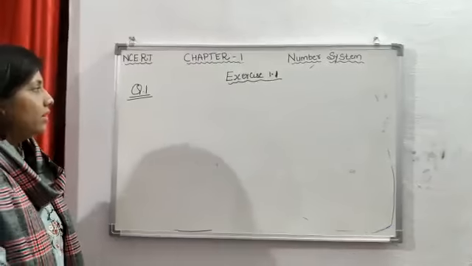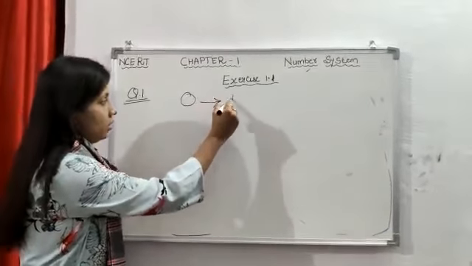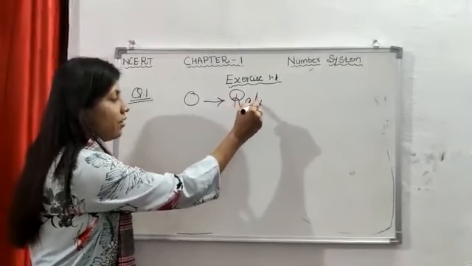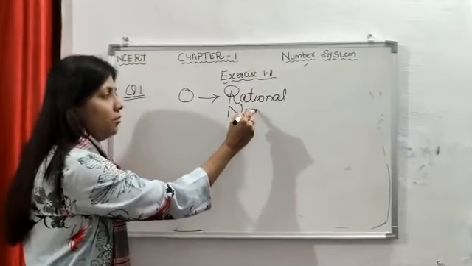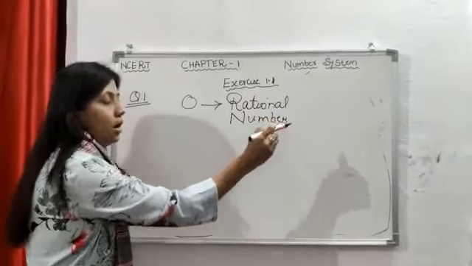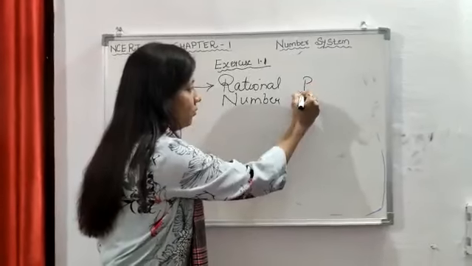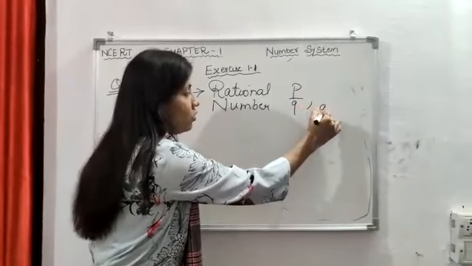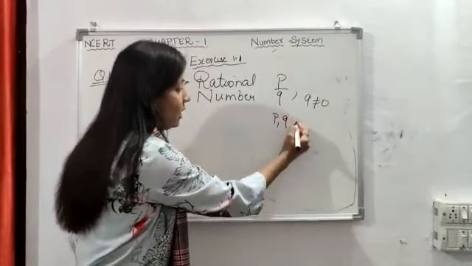Question number 1: Is 0 a rational number? So first of all, what is a rational number? A number which you can write in p by q form, in which q is not equal to 0 and p, q are integers.